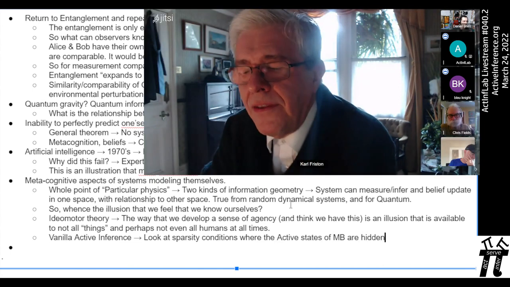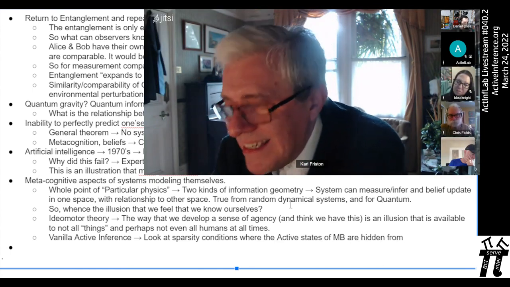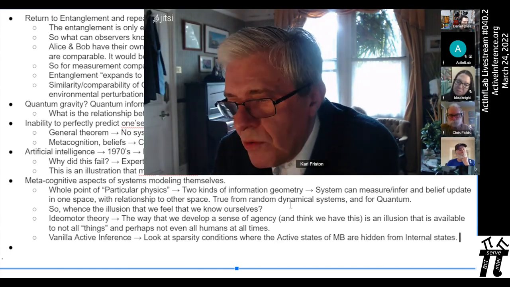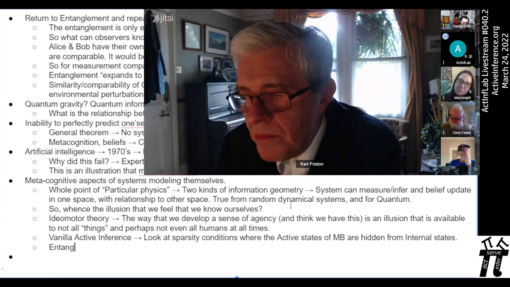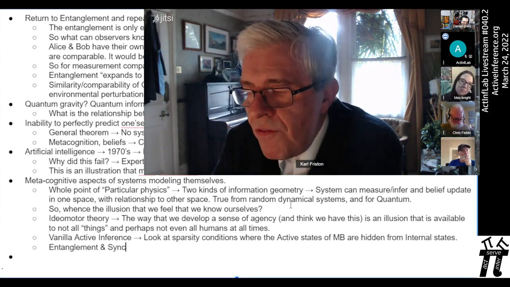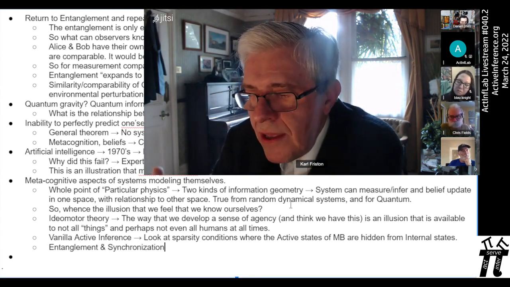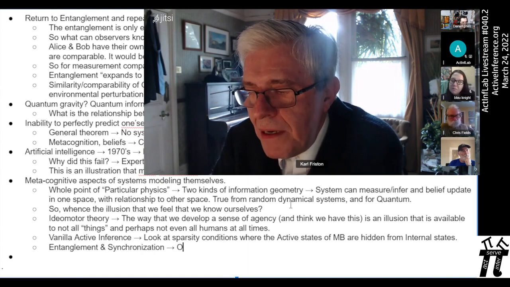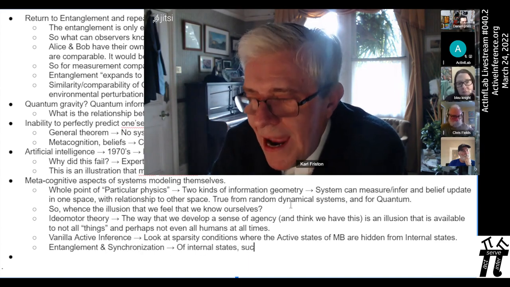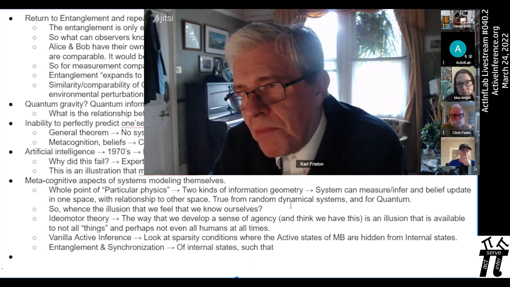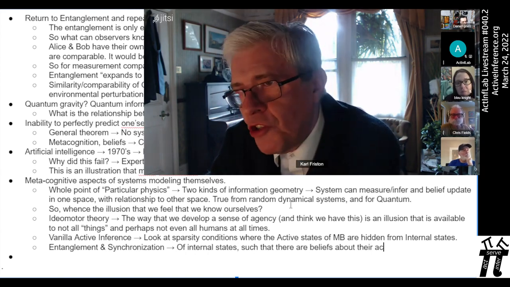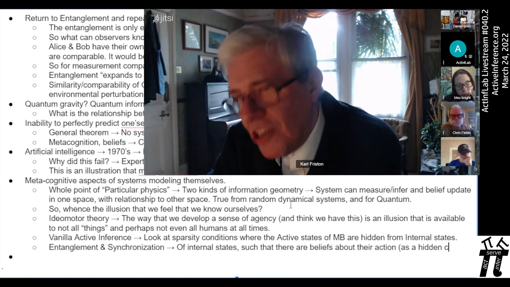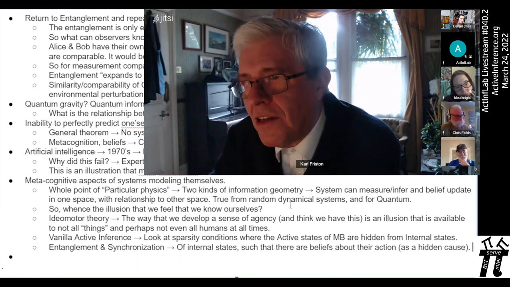And you can certainly license some entanglement, and I'm going to later ask about the relationship between entanglement and synchronization. So I'll say entanglement or synchronization of the internal states, such that the internal states have beliefs about their action, but those beliefs become beliefs about action as a hidden cause. So there's absolutely no notion from the inside that you cause that. You're just representing the cause.